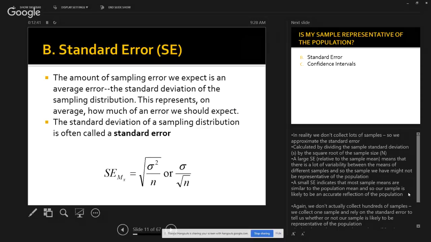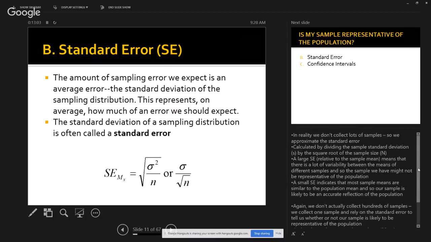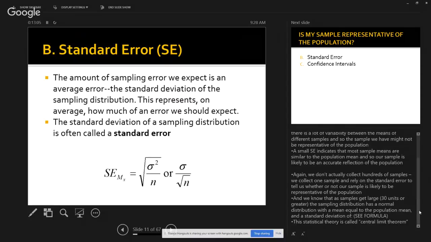If you have a small standard error, it indicates that most of the sample means are probably similar to the population. I'm staring at my notes more because this is kind of theoretical. We don't actually collect hundreds of samples, we just collect one sample, and we rely on the standard error to tell us. And you probably learned this in undergrad, we know that as samples get larger, the sampling distribution will more likely be normal, with a mean equal to the real population mean.